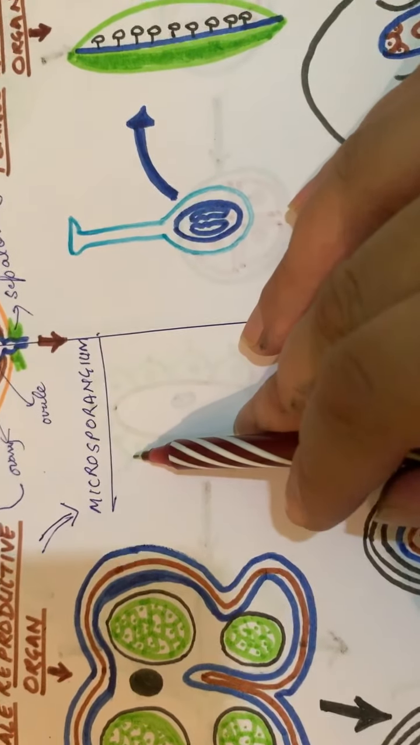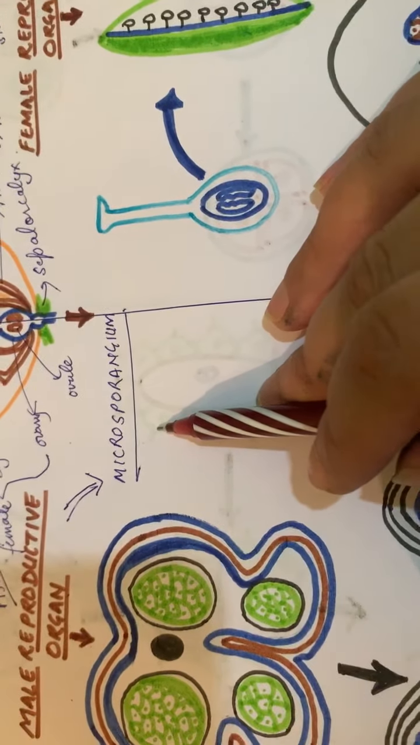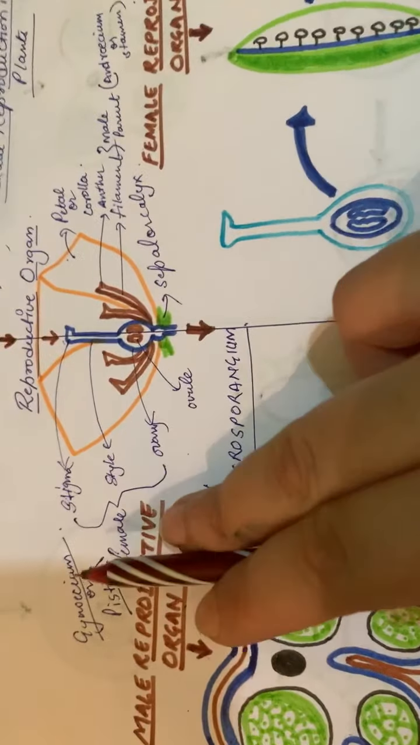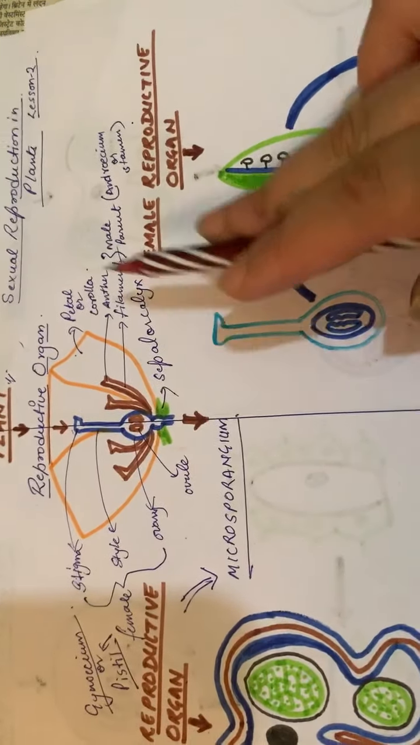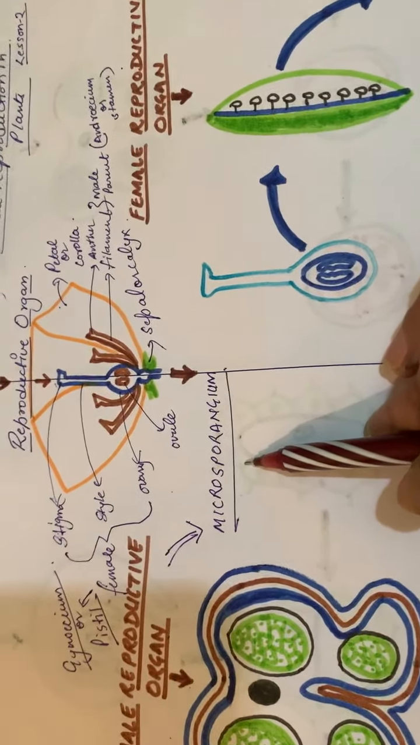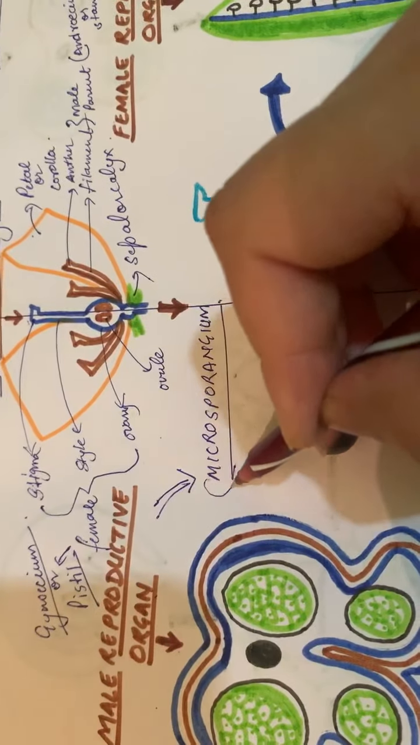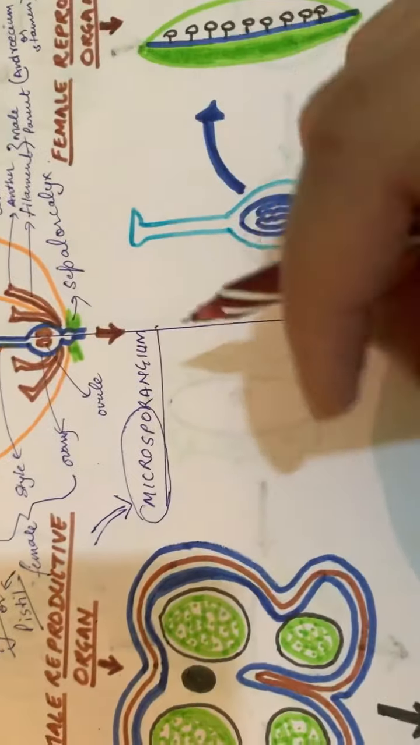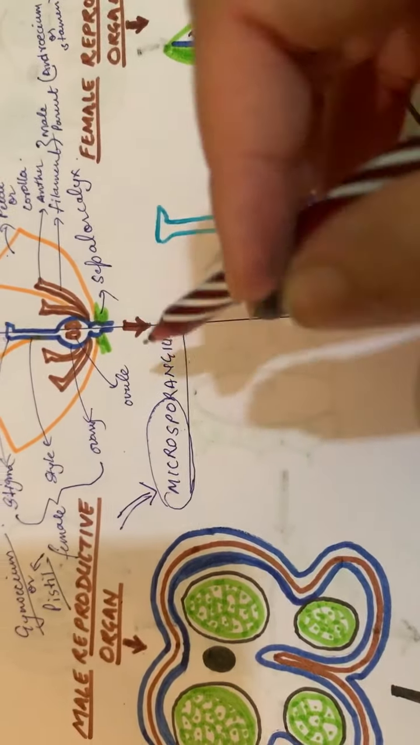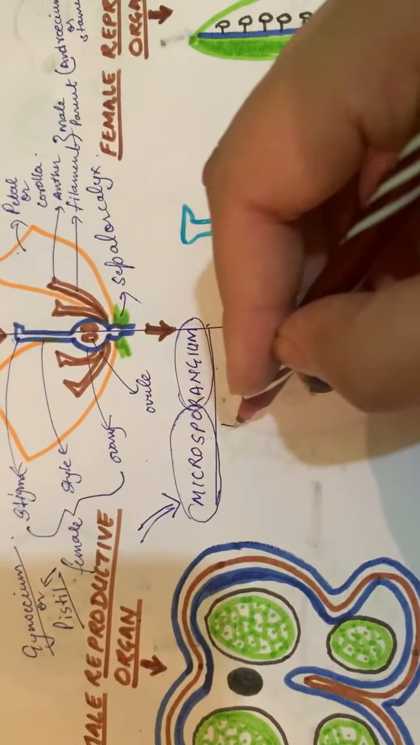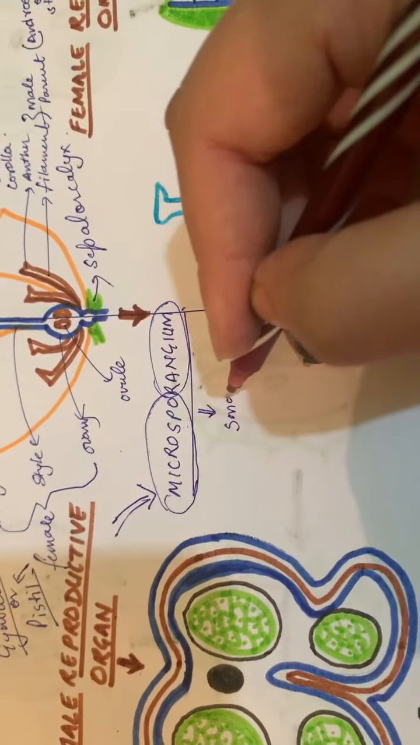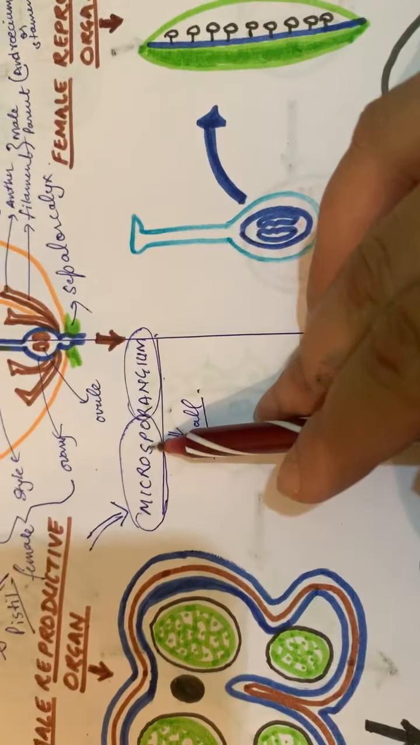Further, in angiospermic plants, microspores develop into these structures, but still we name them in this way. For example, microspores give rise to microsporangia. They are smaller in size, and thus they are called microspore.